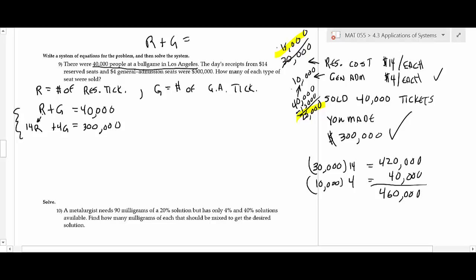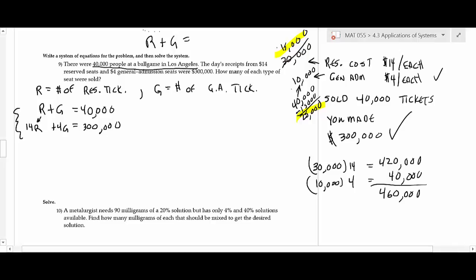You had to figure out that the tickets add up to 40,000, but the money adds up to 300,000. Does that make any sense? Okay? If you stumble with a problem, try to do it by trial and error. Okay? That's the valid mathematical method. It just takes forever. This takes less time.